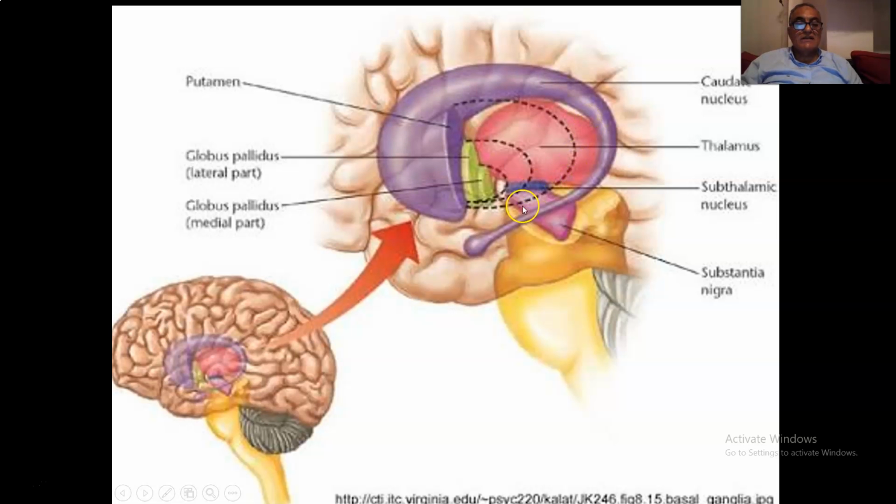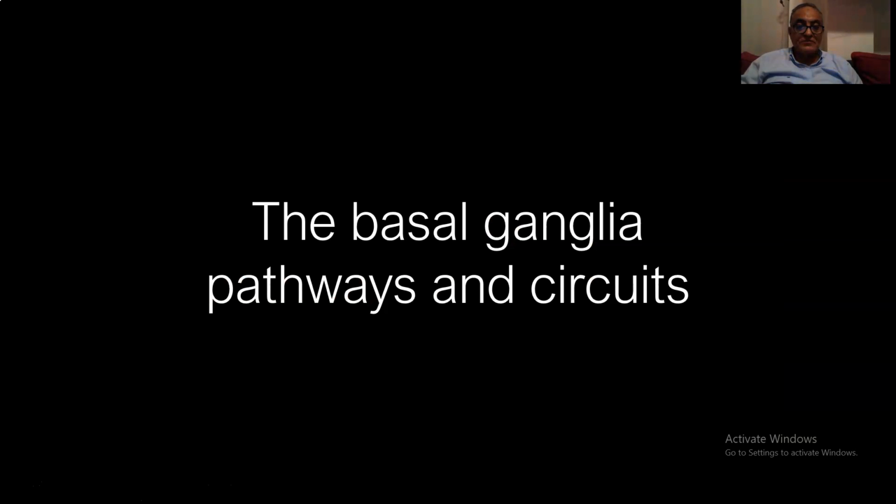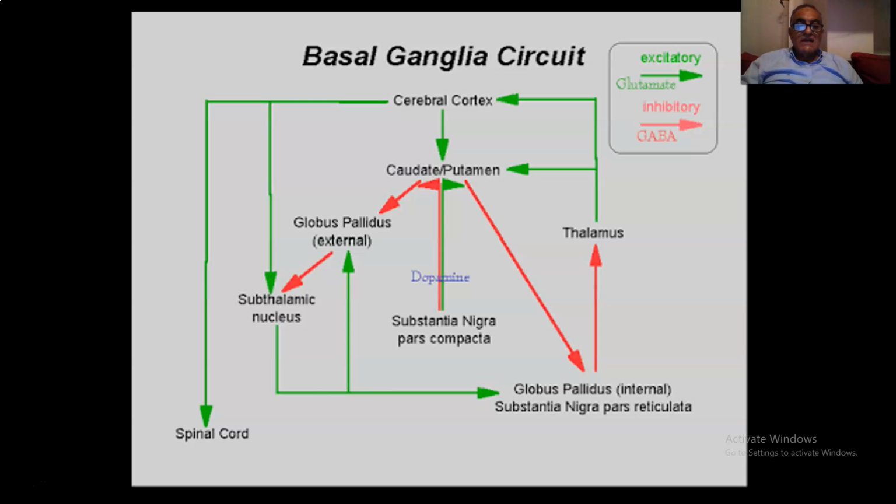The caudate has a tail coming from the amygdala, and deep to it is the globus pallidus externus and the globus pallidus internus. The basal ganglia pathways and circuits, you'll see it several times. You'll find it's very easy to remember, to catch.